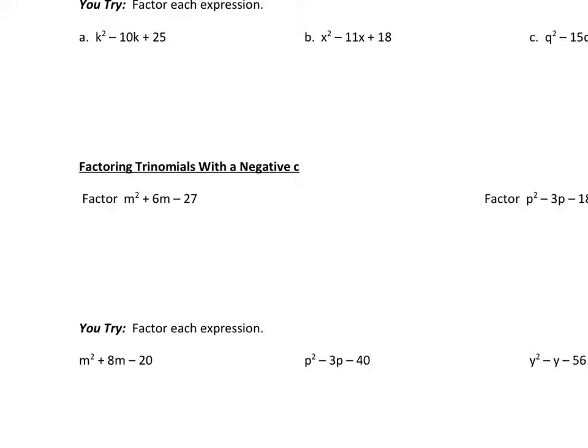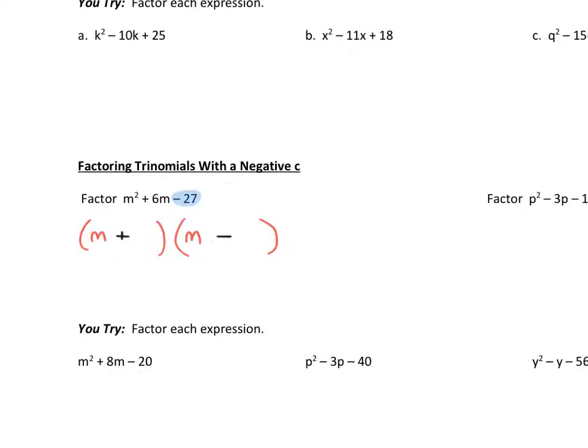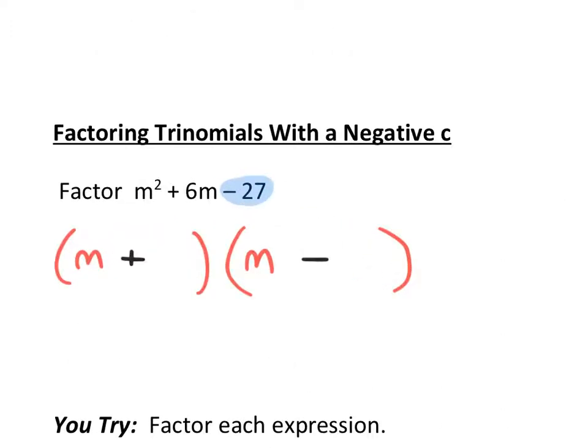B is negative. So we're still working with the easy type. Still have M and M. Now, notice that we need numbers that multiply together to give me a negative 27. And if you think about multiplication, to get a negative number, there's only one way to do it: one positive and one negative. But beyond that, I need factors of negative 27 that add to 6.